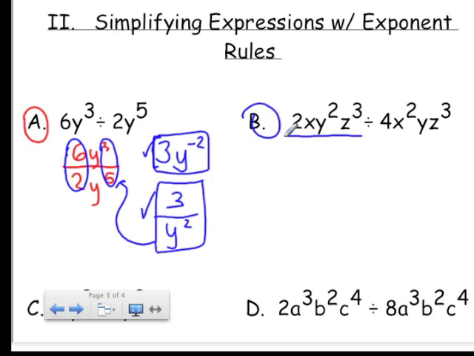2xy squared z to the 3rd divided by 4x squared y times z to the 3rd. And the thing that I'm going to do now is first recognize that the exponents of the variables that I don't see are 1. So that's really x to the 1st, that's really y to the 1st. And now I'll use exactly what I did last time to simplify this.